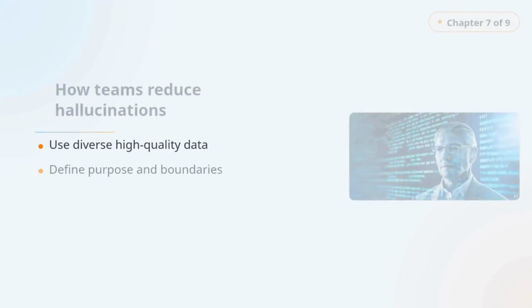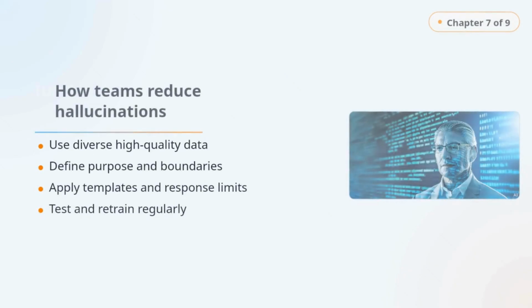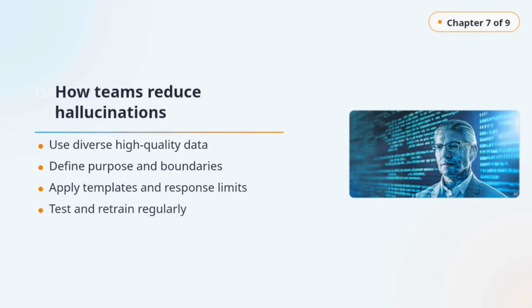To reduce hallucinations, teams should begin with strong training data that is diverse, balanced, and well-structured. They should also clearly define what the AI system is meant to do and what it should not do. Data templates can improve consistency, while response limits and thresholds can reduce wild or irrelevant outputs. And very importantly, the system must be tested continuously, because data changes over time and models need refinement.